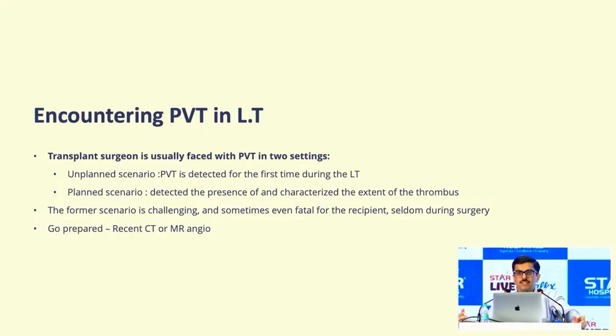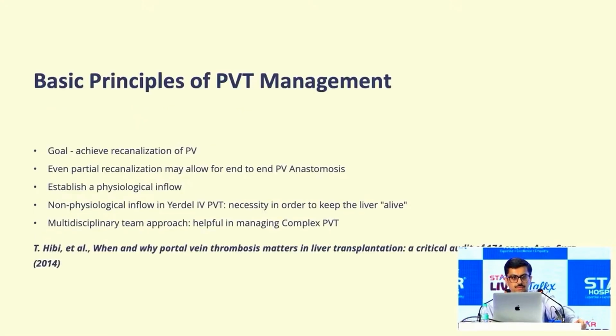Now, as I was saying, there are two ways a surgeon can get exposed to portal vein thrombus. One is an unplanned scenario, where when the patient was being evaluated the portal vein thrombus was not there, or due to renal dysfunction the angios were not done and it was a surprise at the time of surgery. Second is a planned scenario, where you know there is a thrombus and you know the extent of the thrombus, and even if it is a higher grade, you go planned and you are able to handle it well. So the most important thing is going planned whenever you are operating on a patient with portal vein thrombus.